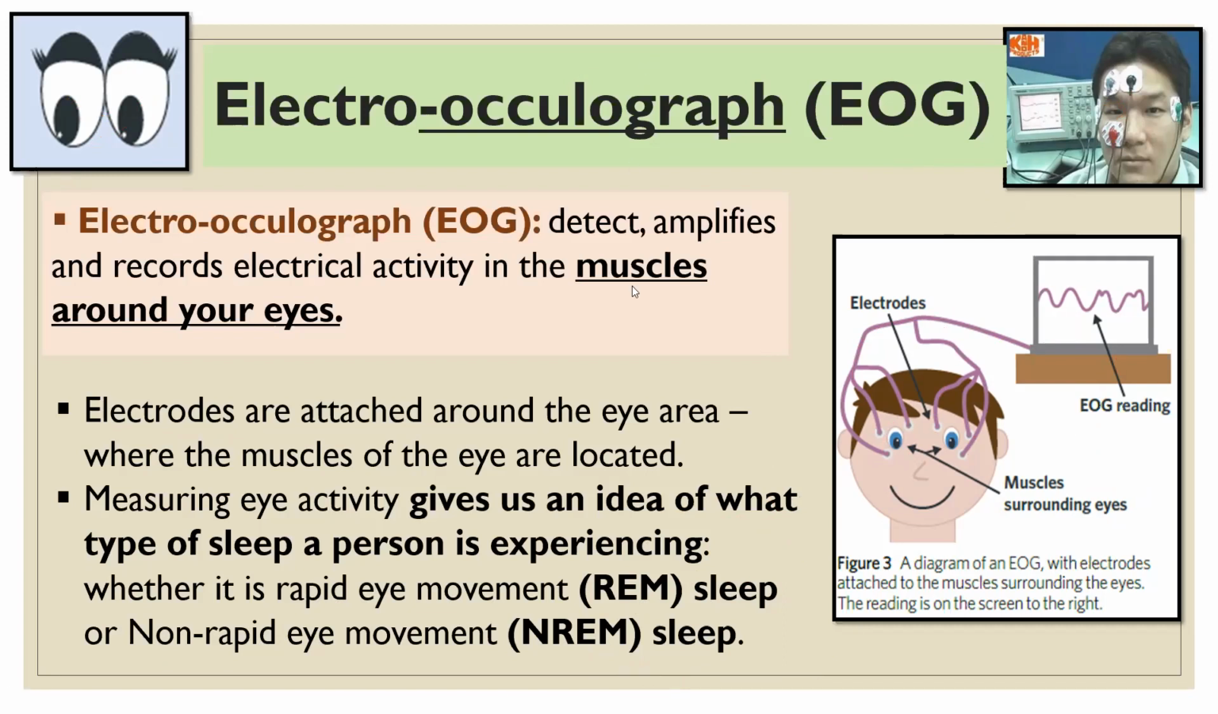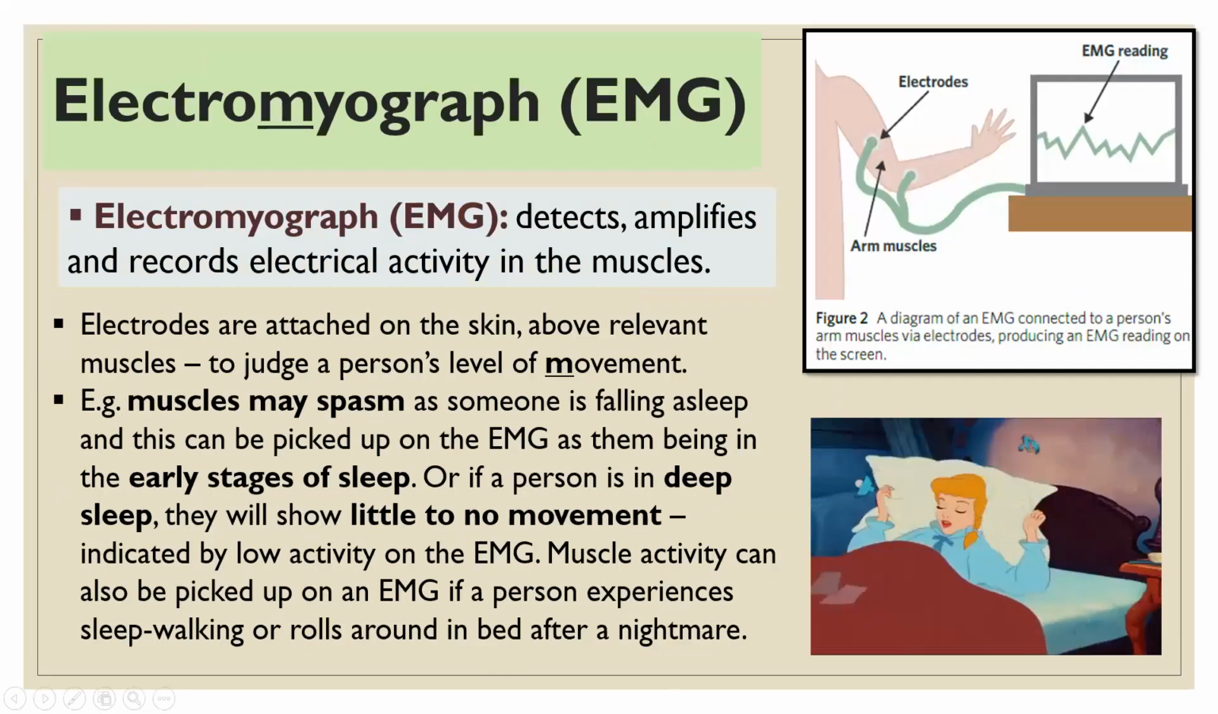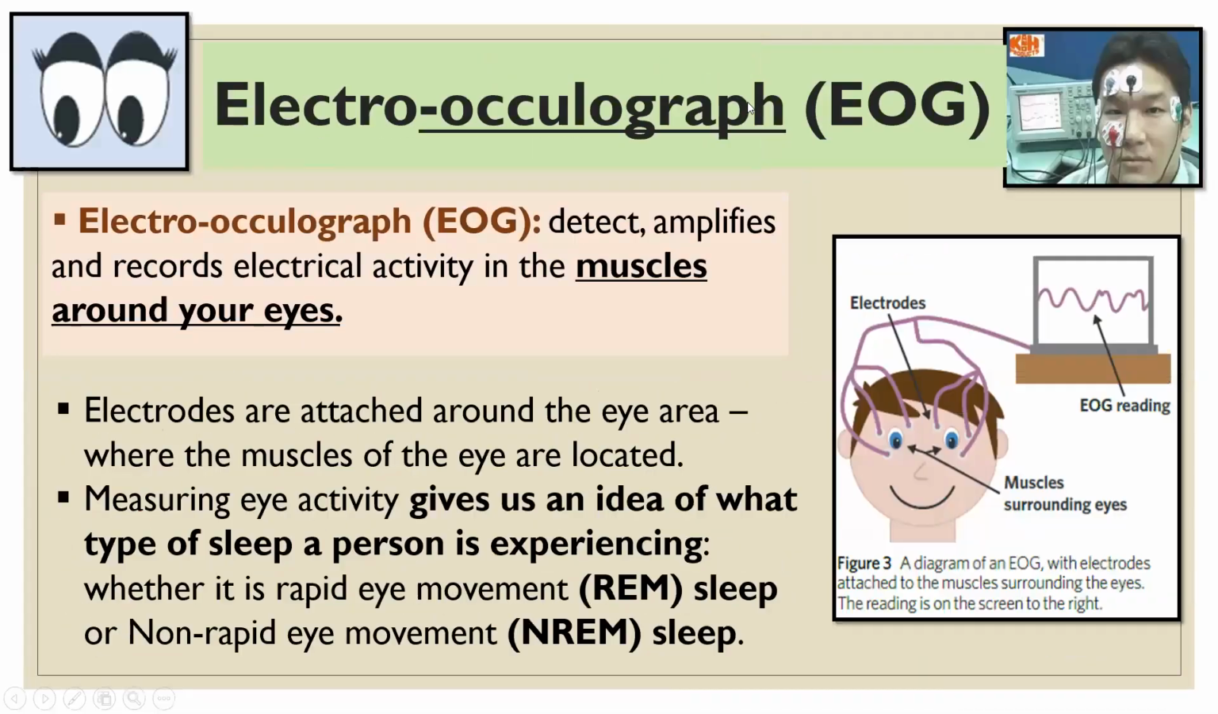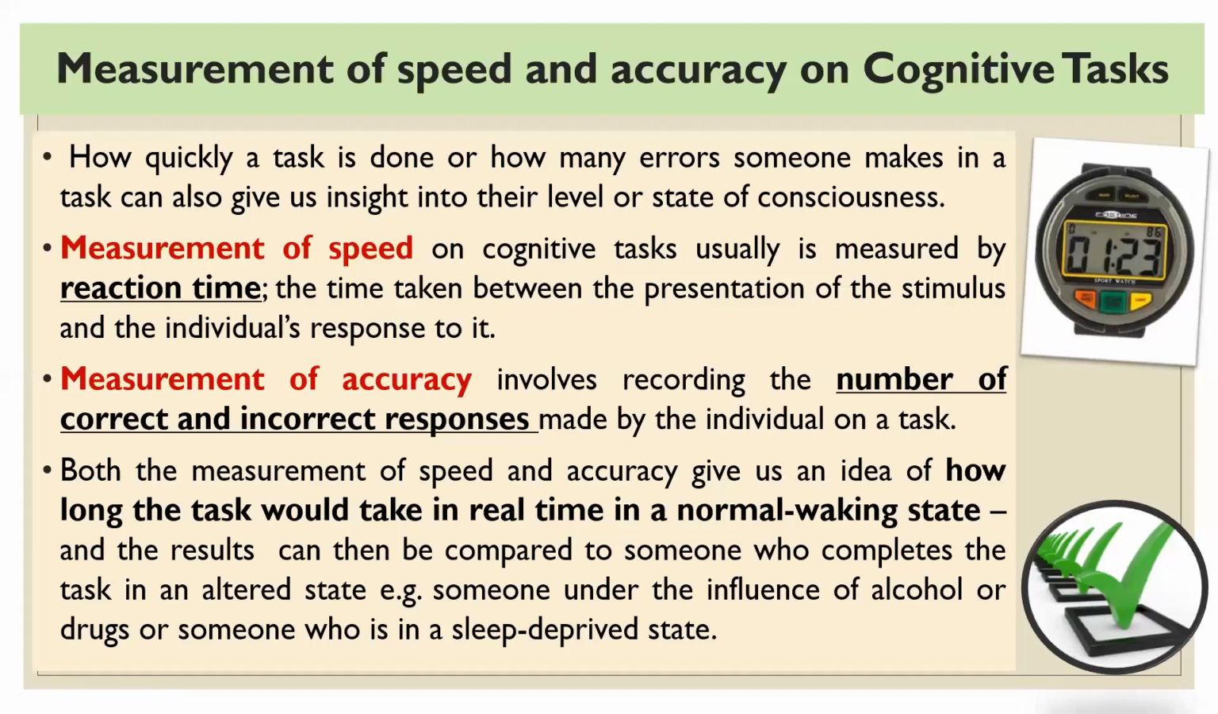Okay, that's the three measurements done. So basically what we've done so far is we've ticked off the three physiological measurements, we would say. So we've done that one, done that one, done that one. Those are our physiological measurements, or the biological measurements for trying to understand what state of consciousness a person is in. Okay, so now we're going to move on to the next one, which is basically our measurement of speed and accuracy on cognitive tasks.